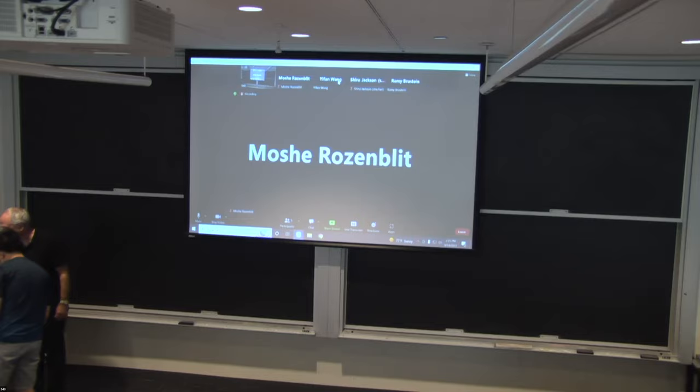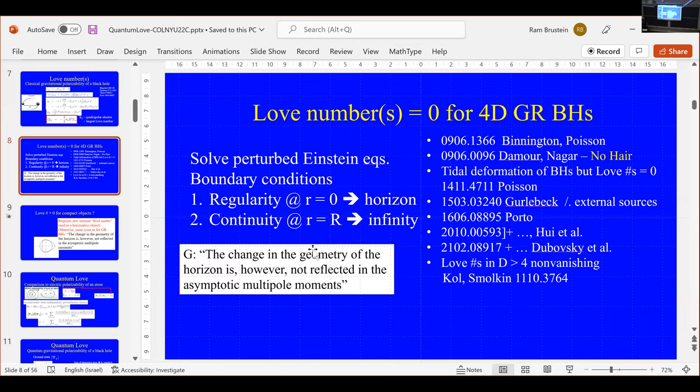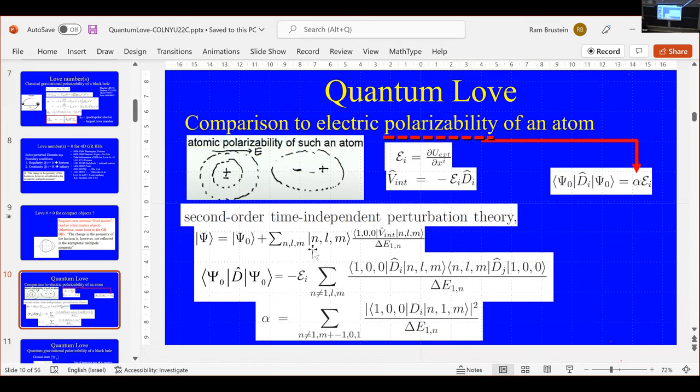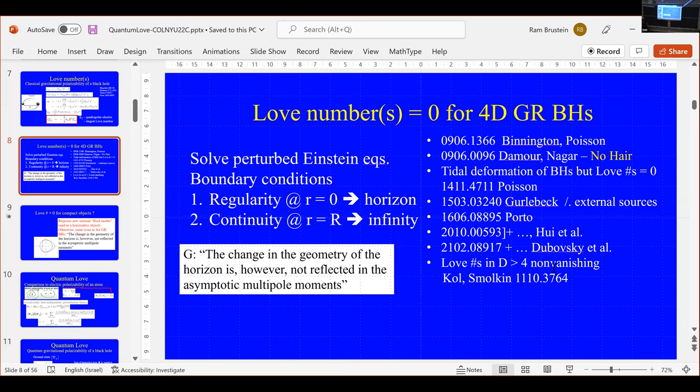Because it kind of tells us that black holes behave essentially like point particles, there are no higher order static responses. But is it special to four dimensions? Not really. In high dimensional black holes, Love numbers vanish for some subset of orbital numbers. At least in our, I wouldn't call what we did an explanation, but an observation.